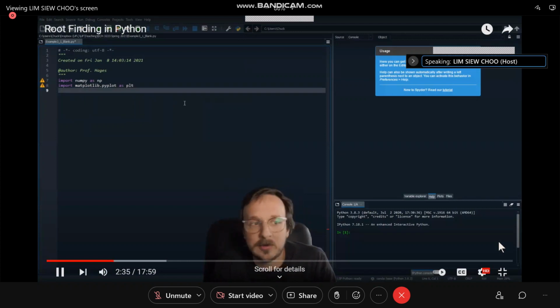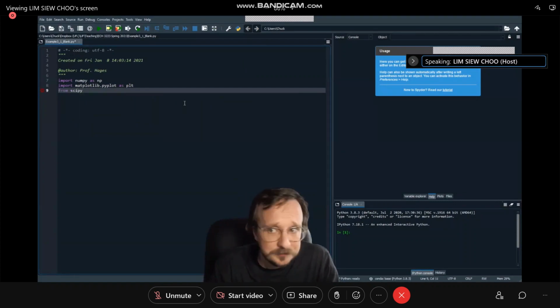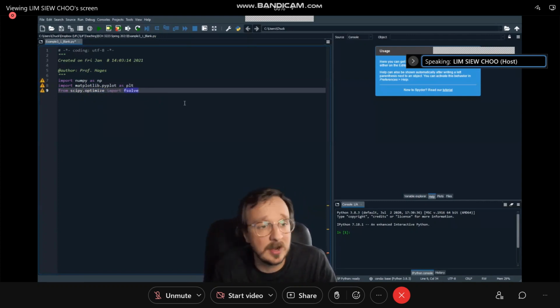And then to do root finding, the library you're going to want to use is SciPy. So from scipy.optimize, this is the library which has the function we want. We want to import fsolve. Again, there are many different ways to do this in Python. I'm just showing you one of them that I've used a few times.